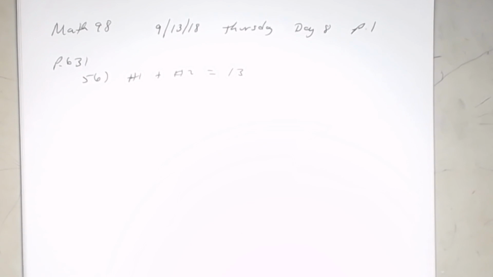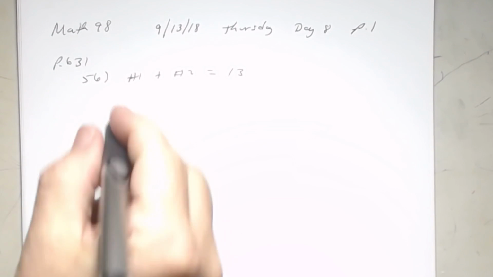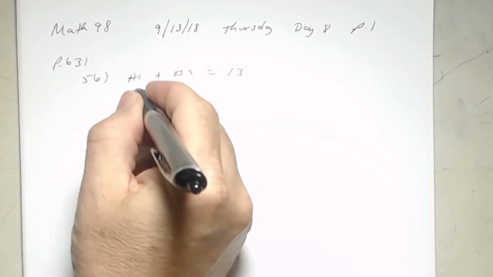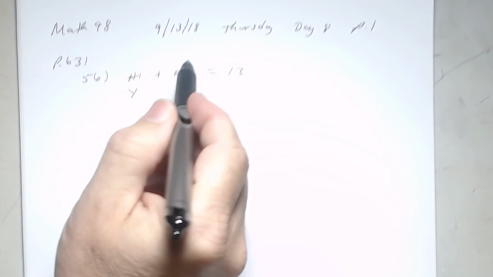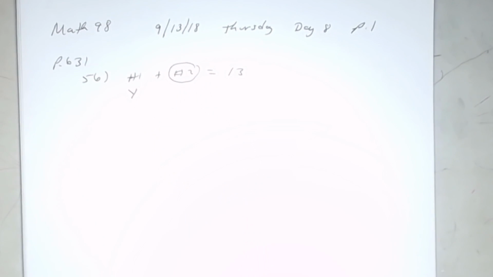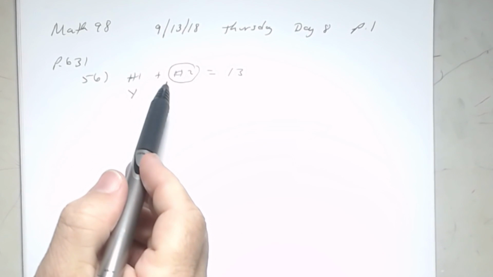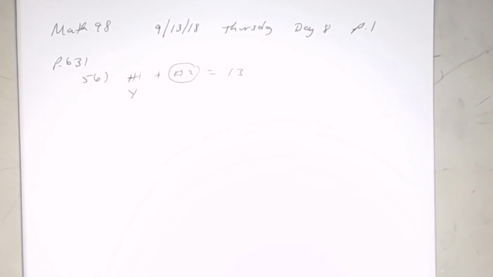What are you told about one of the numbers, though? It's represented as y. Okay, so let's say this one right here is y. And then the question is, express the other number in terms of y. So the other number, meaning this number 2 that I have circled. That's the question. So you want to find out, well, in terms of y, what is this other number going to be equal to?